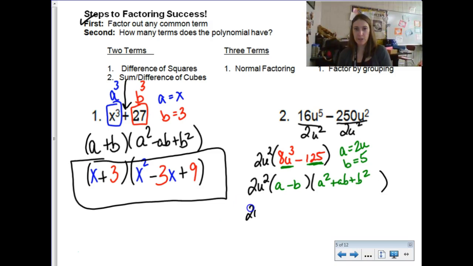Alright, ready? 2u squared still there, but the pattern and the signs are already built in, so don't worry about any signs. It's a minus b, so 2u minus 5. This part gets a little tricky. If I square the a term, which remember is 2u, we're going to be squaring a 2 and a u. So that is 4u squared, plus a times b, which would be 2u times 5, which is 10u, plus b squared. 5 squared is 25.